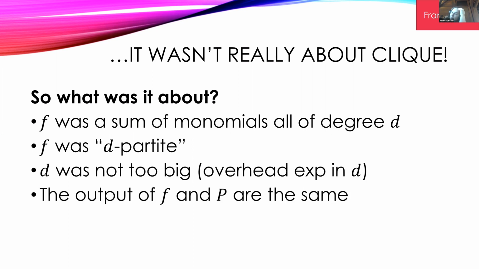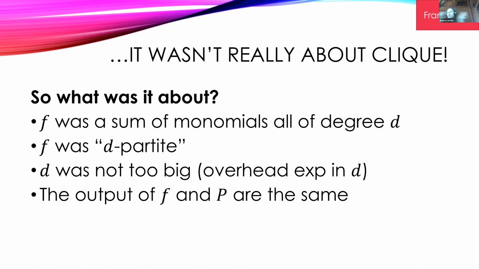Finally, something we used was that the output of whatever this function f is and our problem p need to be exactly the same on 0, 1 inputs. And the reason we need this is that we need it to be the case that we can solve our problem p using f on average. And then once we have this average case instance of f, which we take back to a 0, 1 instance of f, we need to use our problem p to solve that 0, 1 instance of f.